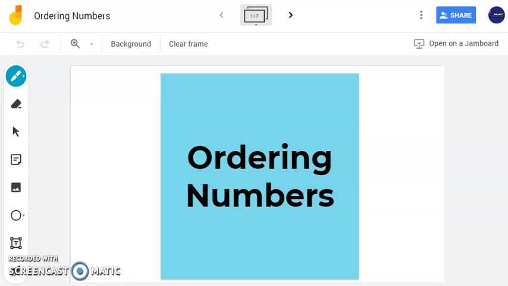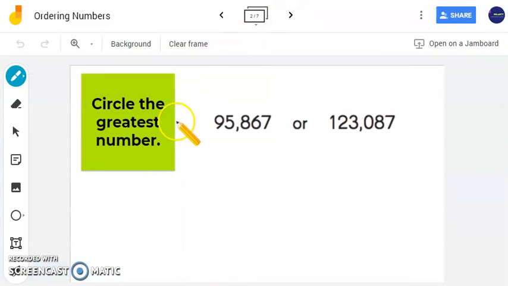Hello, fifth grade. Today we're going to focus on ordering and comparing numbers. In this problem here, it says circle the greatest number. So the first thing you're going to do is read both numbers.